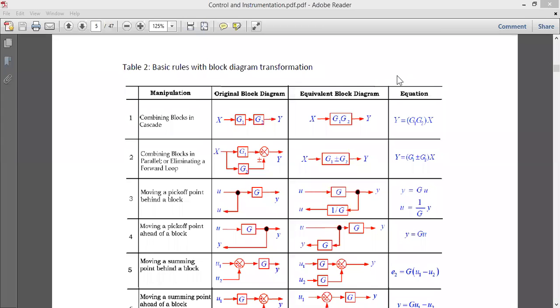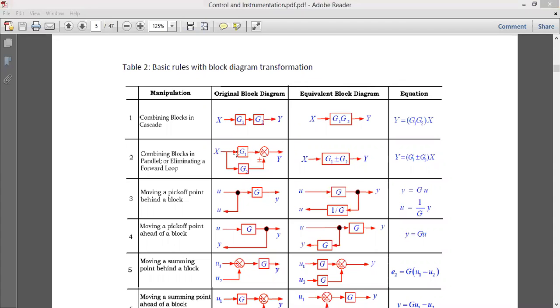Okay, so I welcome all to this block diagram reduction transformation, or you can simply call it block diagram reduction techniques or block diagram reduction rules. There are almost 8 to 9 rules in block diagram transformation, and this is the summary of this whole block diagram rule.